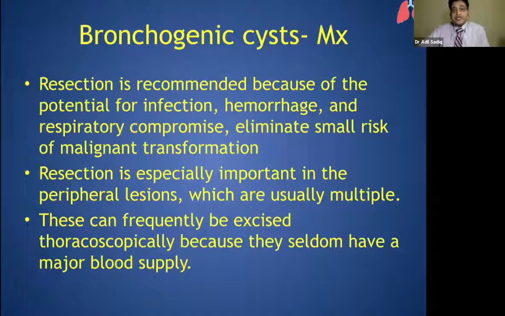So resection is the treatment of choice, and it is needed because there is a potential for infection, for hemorrhage, and for any kind of compromise, like I said before, and there is a small but real risk of malignant transformation. Resection is more common and more important in peripheral regions, but the cysts can sometimes be multiple. And as Rogers was the first to perform it by VATS, these can frequently be excised thoracoscopically as well. Important to know at the time of surgery is that they seldom have a major blood supply. They draw their blood supply from the surrounding structures, and that can be easily dealt with using the harmonic scalpel. So it's easy to do it thoracoscopically.